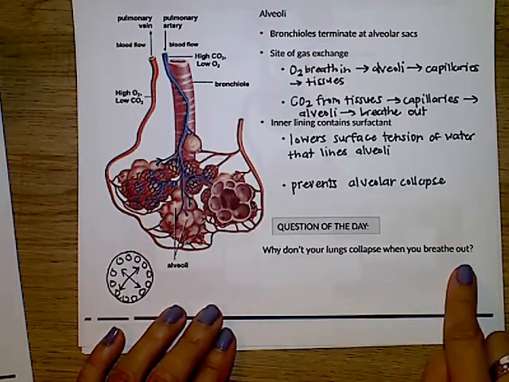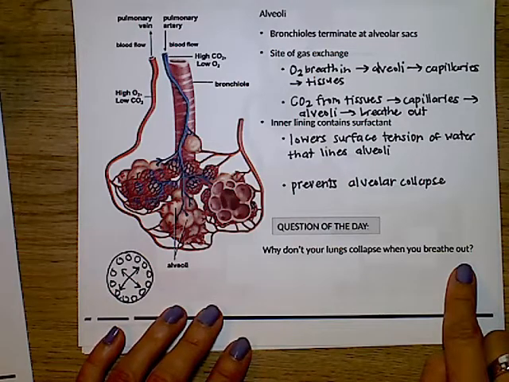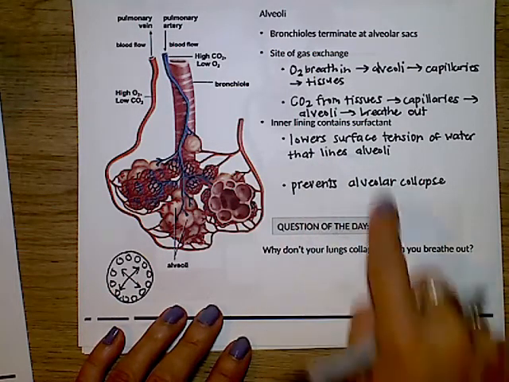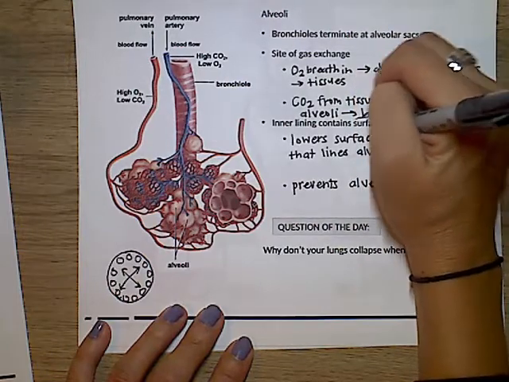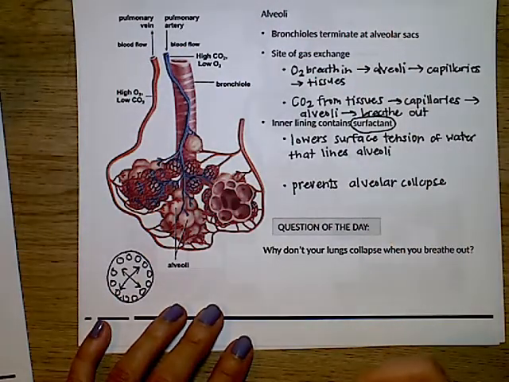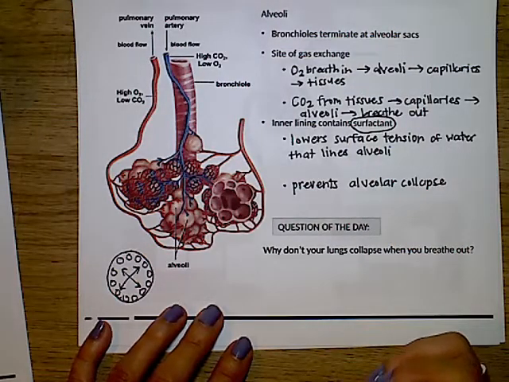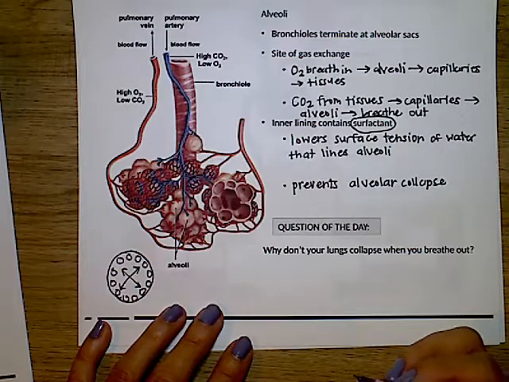Why don't your lungs collapse when you breathe out? It's because of this surfactant, and it has some of the same properties as soap or dish soap.